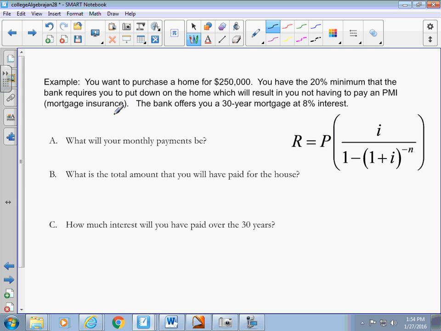So I want to purchase a home for $250,000. What in the world is a down payment? The money that I pay up front. Is that part of my loan? No, I just pay it and it's done. So what is 20% of $250,000? $50,000. So my loan amount is actually $200,000. Does everyone agree with that? That is my loan amount.